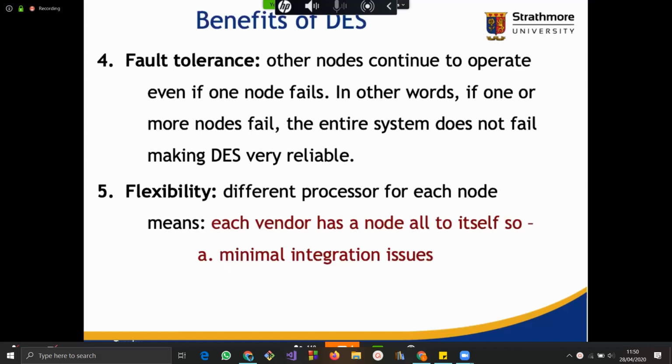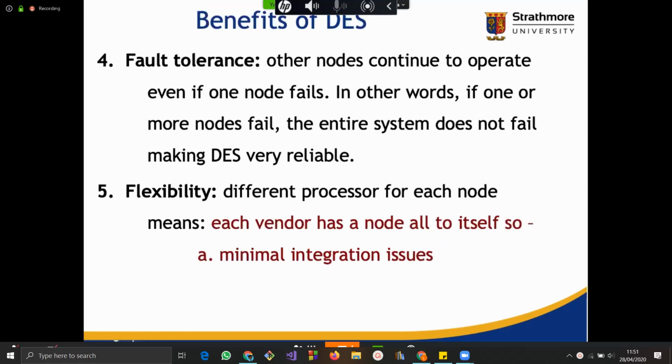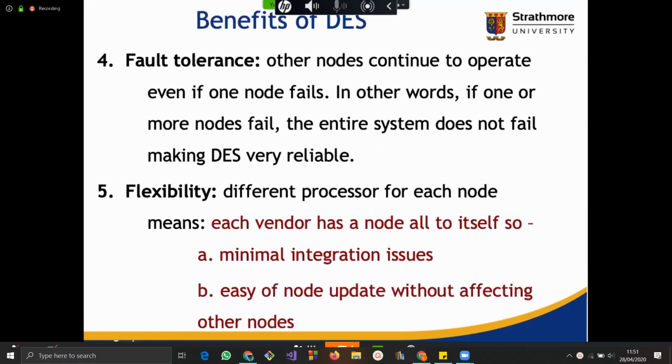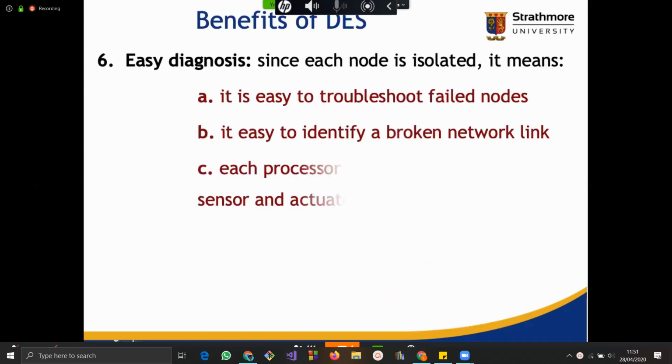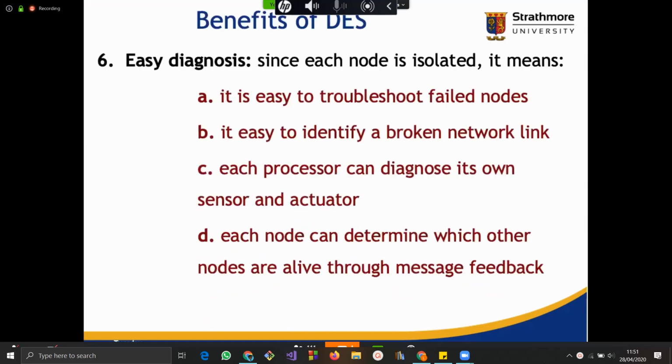Then flexibility. This one is almost the same as easy integration. You can integrate different components, and you can also update one node without affecting the others. Easy is very important. It's easy to troubleshoot failed nodes. Because it's modular, you'll know that this function is not working.